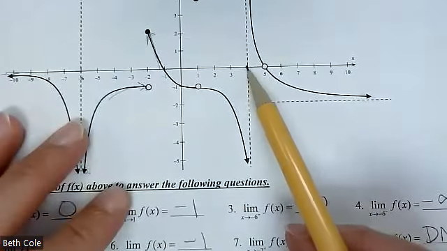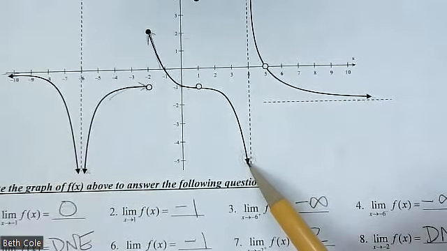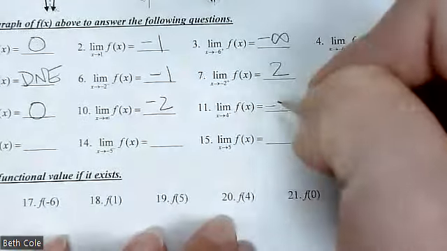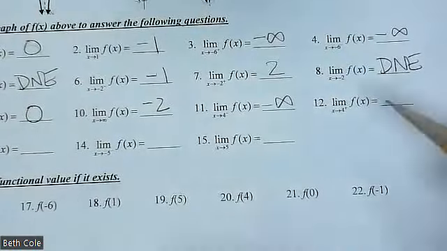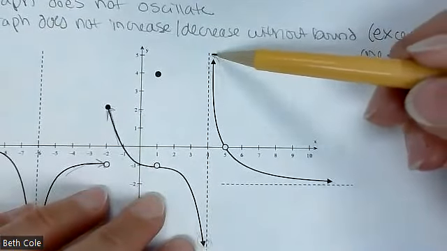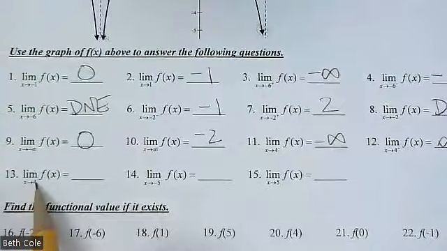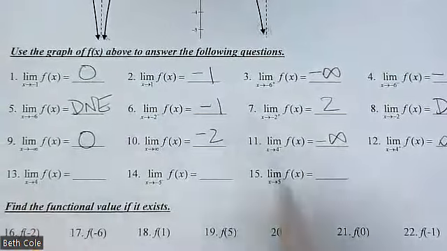All right, number 11, we're approaching 4 from the left. So here's 4. If you go from the left, where's it going? Can we put negative infinity? Why can we put that? One-sided, perfect. 4 from the right, positive infinity. And then 4 overall is does not exist.